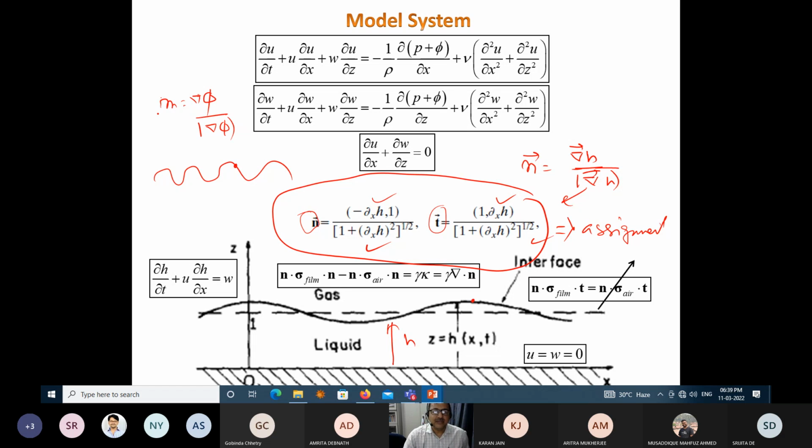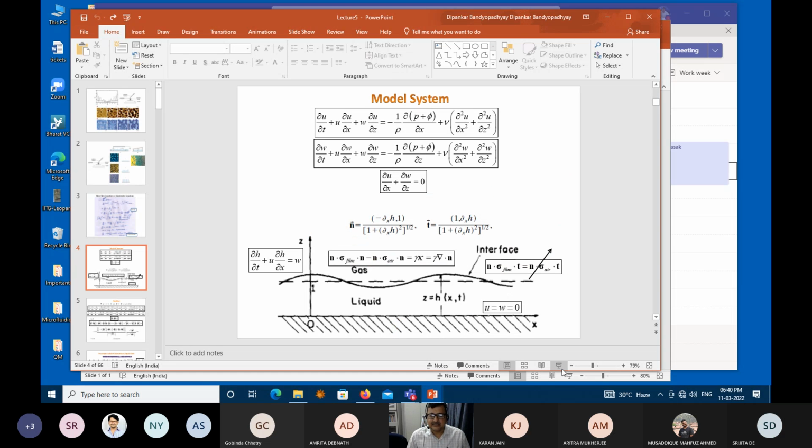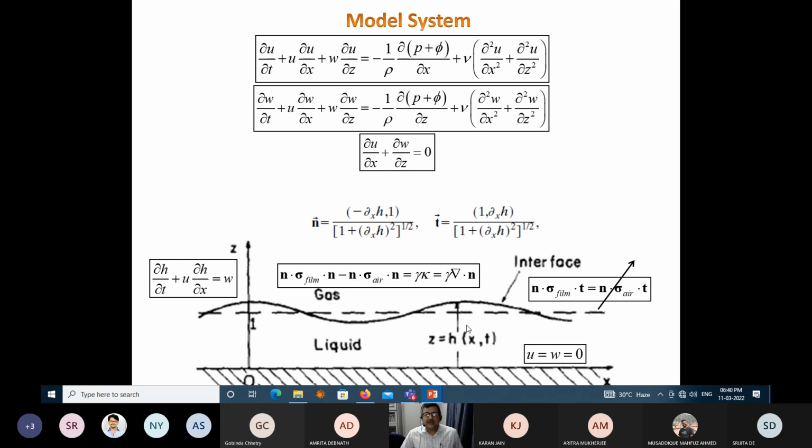So how do I get n? The normal vector is the gradient of phi divided by the modulus of the gradient of phi. So here it will be the gradient of h divided by the modulus of the gradient of h. Right. Now, how do I do the normal and tangential balance at the interface? What is the normal balance here? Suppose I have a curved surface.